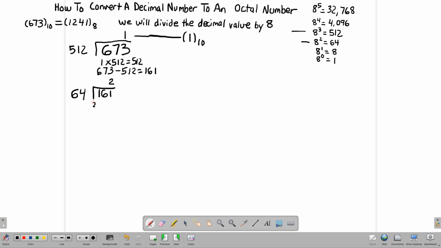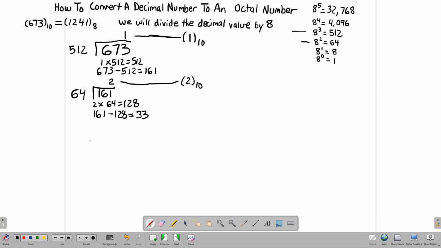And so we have 2 times 64, which is a value of 128. And we'll keep track of the 2 here. So this is still 2 in base 10 right now. Actually, we've got to subtract. Forgot to continue here. Let's go 161 subtract 128, and that's going to give us a value of 33.